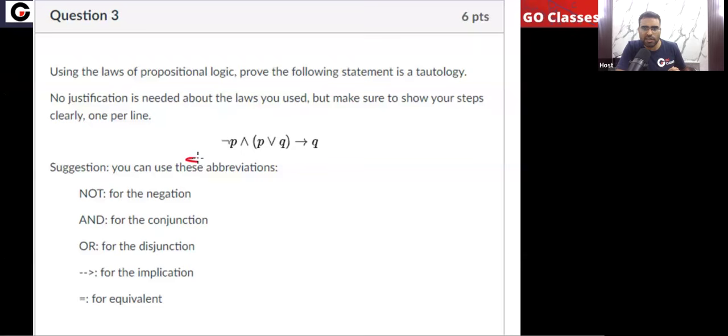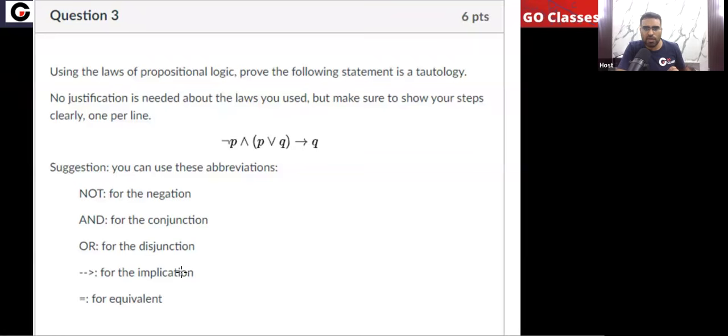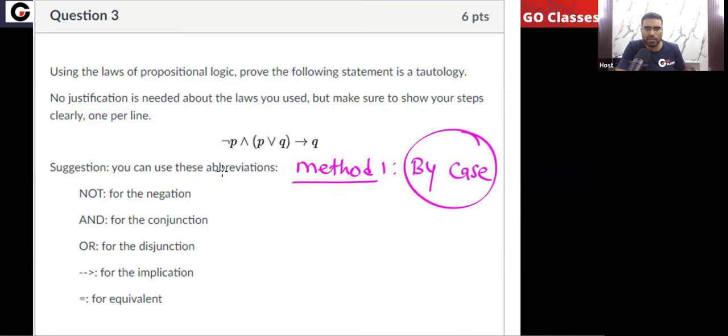Let's start with this question. Is this a tautology? We need to prove that this is a tautology. You can do this using two methods: either the by case method or the simplification method. Let me use method one first, that is the by case method, then I will apply the simplification method. Two cases are possible: either p will be true or p will be false. There is no other possibility.